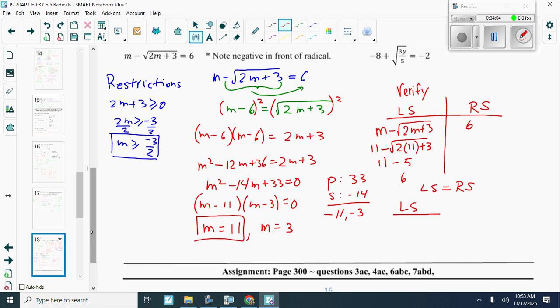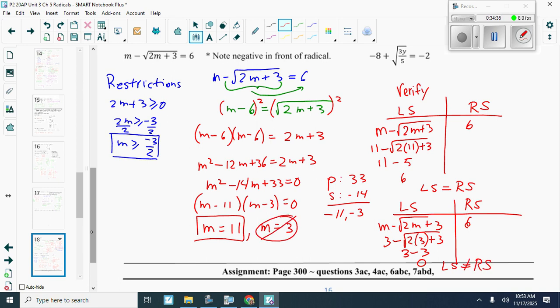So the first one looks good. Okay, and then we're going to do the second one. Go ahead and verify that along with me. We've got 3 minus the square root of 6 plus 3, which gives me 9. 3 minus 3 will give me 0. Okay, so in this case, my verification failed, so my second solution is extraneous.